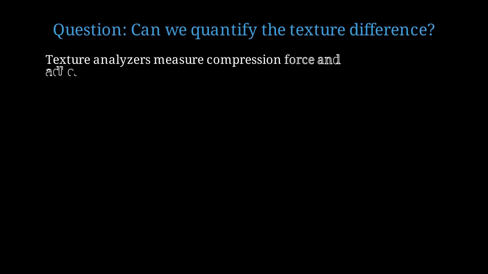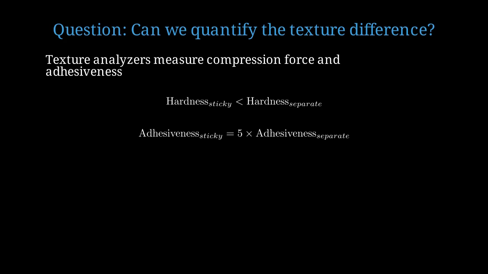Can we quantify the texture difference? Yes, using rheological measurements and texture analysis. Texture analyzers measure parameters like hardness, the peak force during compression, and adhesiveness, the work needed to pull a probe away from the sample. Sticky rice typically shows lower hardness values because the starch gel lubricates grain boundaries. Hardness of sticky rice is less than hardness of separate grain rice. However, adhesiveness can be 5 to 10 times higher for sticky rice. This quantifies the dramatic difference in clumping behavior.